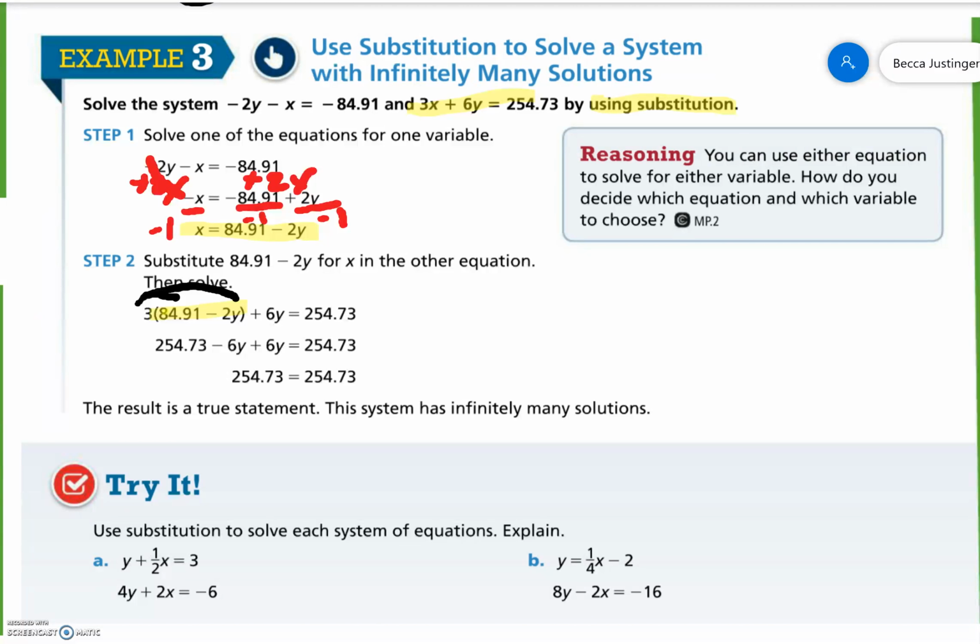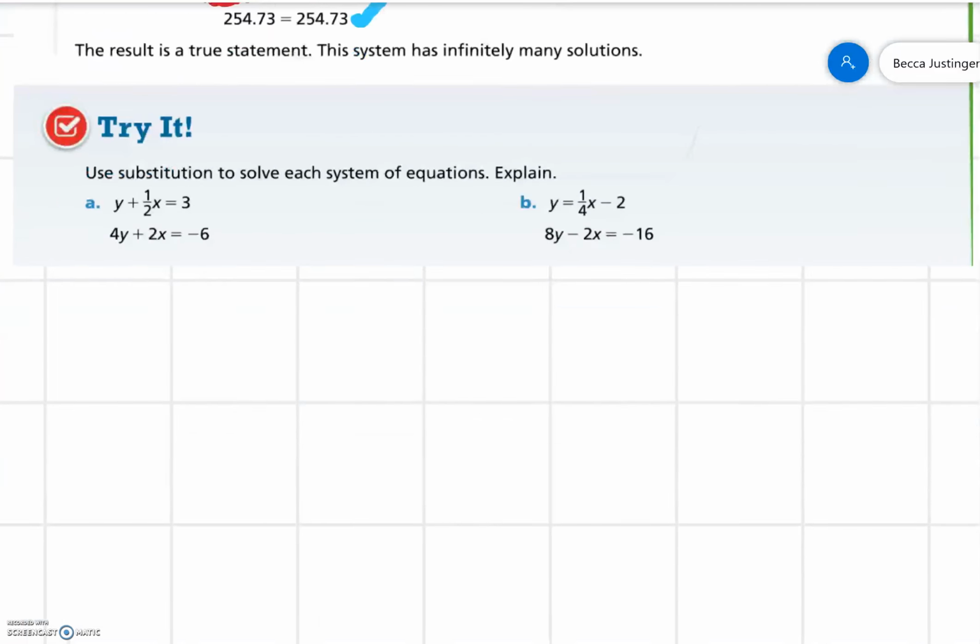So then 254.73 minus 6y plus 6y equals 254.73. Combining like terms, negative 6y plus 6y, those are opposites, so they cancel out. We get 254.73 is equal to 254.73. That is always true. The result is a true statement. The system has infinitely many solutions.